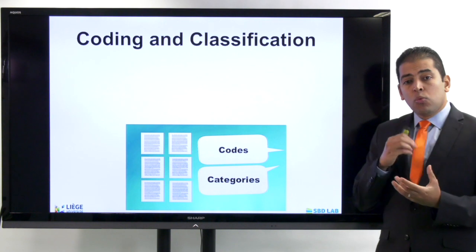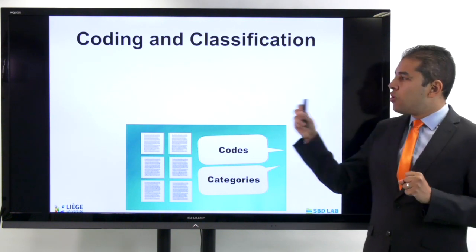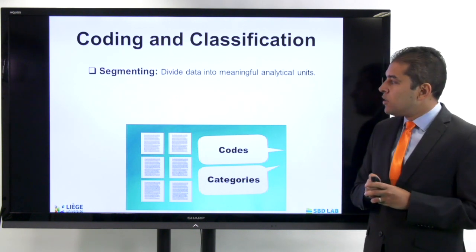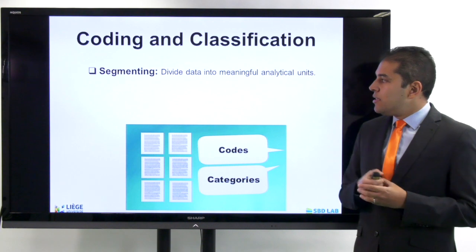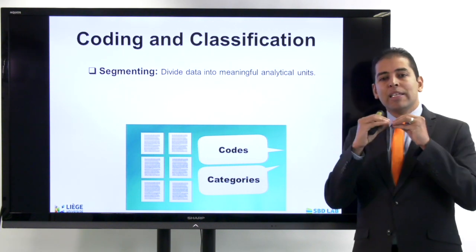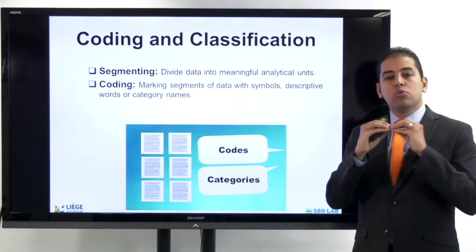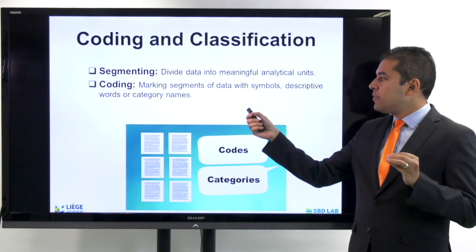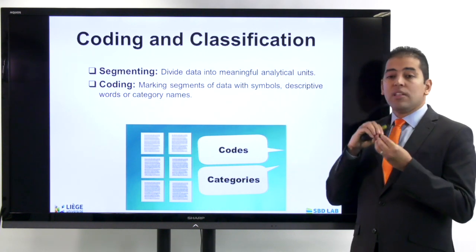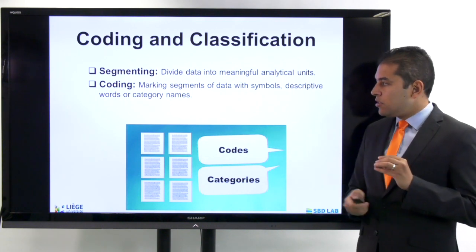So, one of the major steps that we need to learn when we do content analysis is to do coding and classification. What is coding and what is classification? Well, coding is simply segmenting. We start to divide the data into meaningful analytical units. And those meaningful analytical units, we start to code them. So we mark segments of data with symbols, descriptive words, or category names. And we start to group these codes under certain categories.